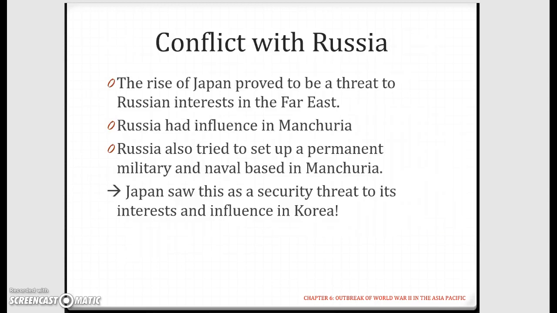Now, if you look at a map in a textbook, there would be many maps. Just refer to any one, the one with Japan and Russia inside, and you will see that they're connected at the top there. I think it's the Sakhalin Islands that are connecting Japan to Russia, and so in the proximity that they have to each other, the rise of Japan proved to be a threat to the Russian interests.